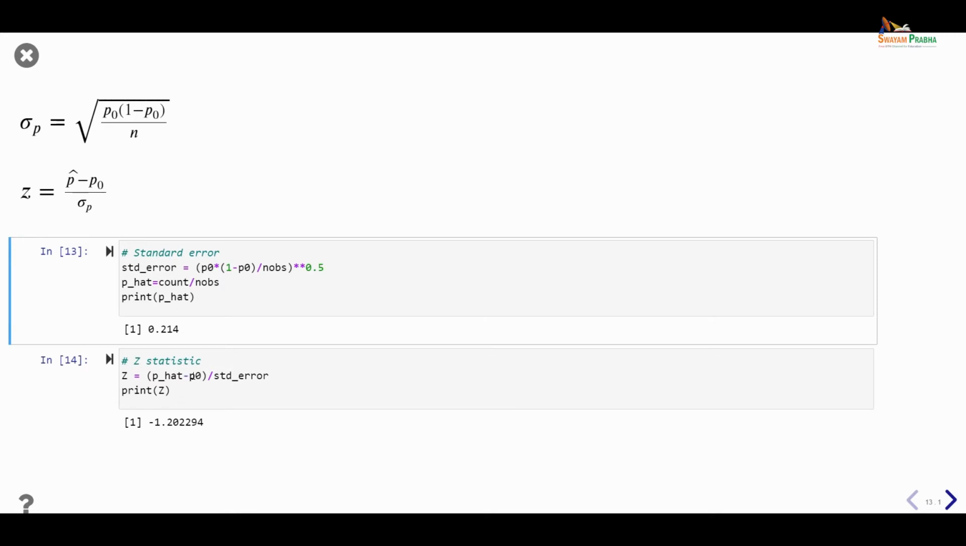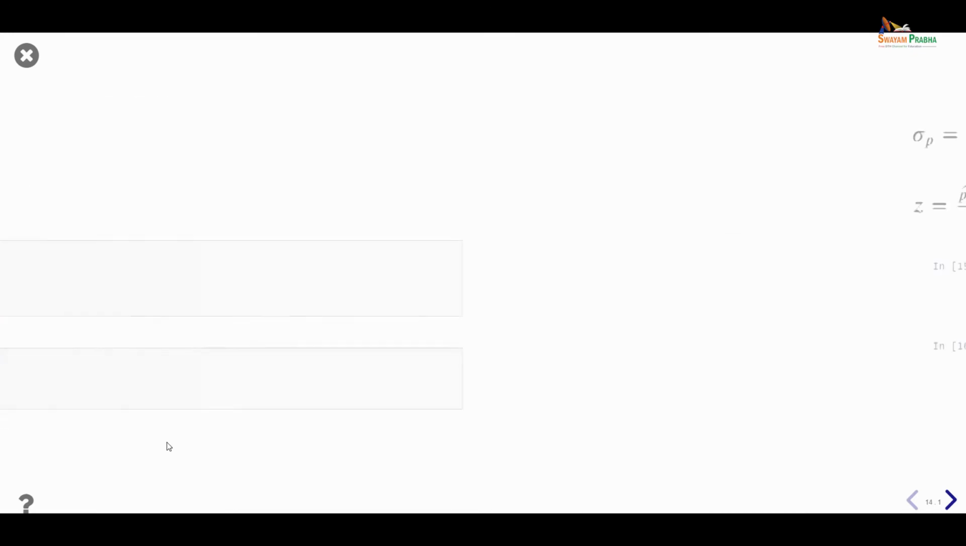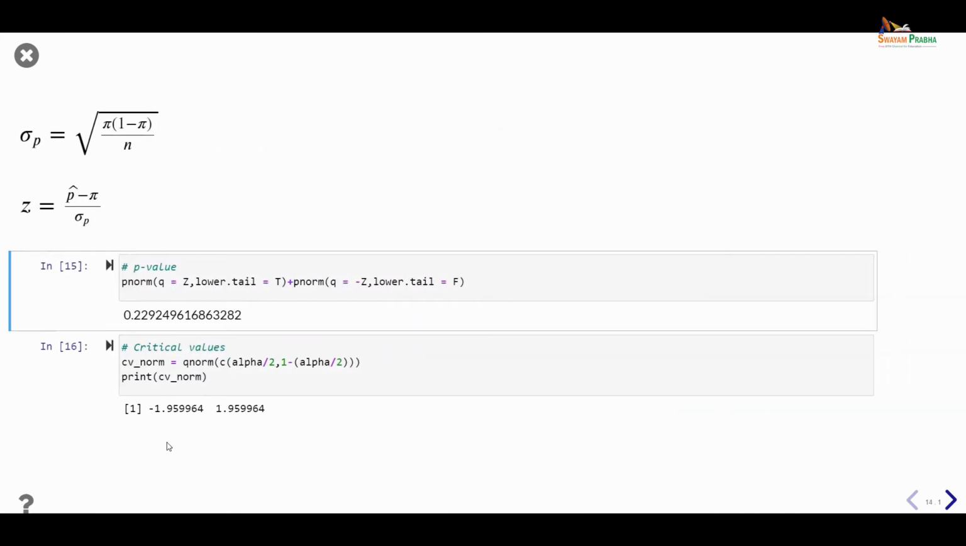So, it's P hat minus P0 divided by the standard error, and your z statistic turns out to be minus 1.20. Now, since this is not an inbuilt function, we need to compute the p value from here and the critical value, right? So, your p value is going to be using the function p norm. Since this is a z statistic, it's from a standard normal distribution. So, hence we are going to be using the normal distribution to get the p value as well as the critical values.